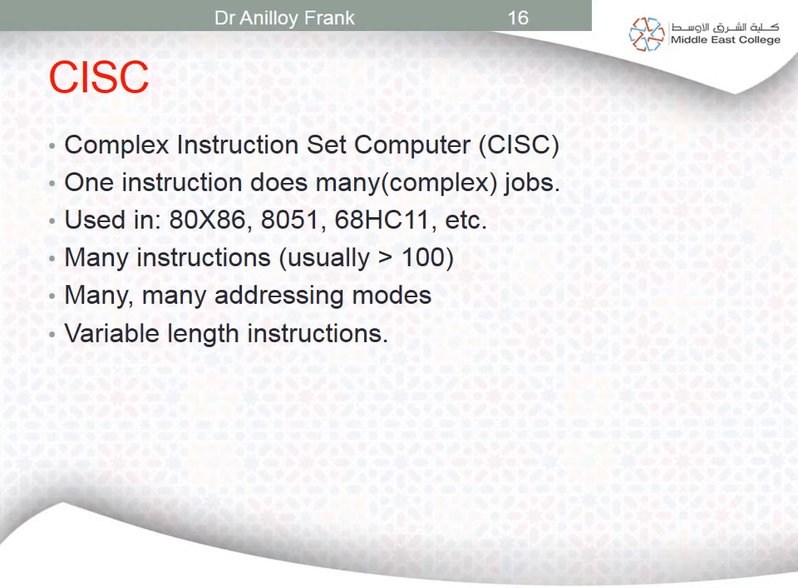CISC stands for Complex Instruction Set Computer. One instruction can do many complex jobs, used in 8086, 8051. Usually, the microcontrollers have many instructions, more than 100. Also, there are many addressing modes, and the size of instruction is of variable length.